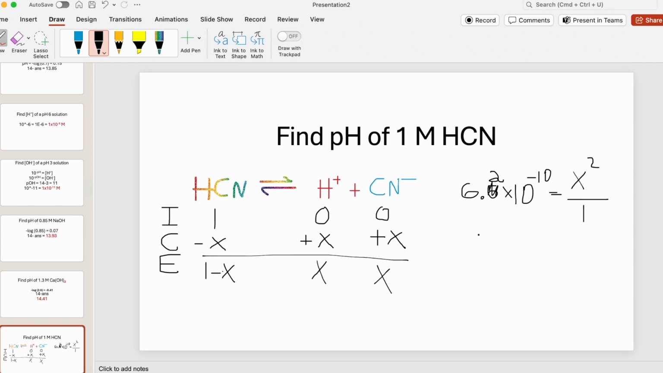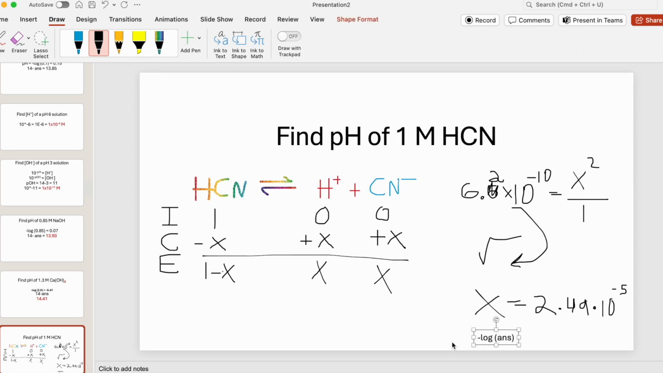Okay, so 6.2 e negative 10 on your calculator times 1, so just hit enter, and then take the square root of the answer. So you take the square root of this, and you get x to be 2.49 times 10 to the negative 5th. Here's the thing, don't round this yet. I'm just writing this for your benefit. You do not round till the end, because all you've got to do now is negative log of the answer. So once you have this, you're going to take the negative log of the answer and hit enter.